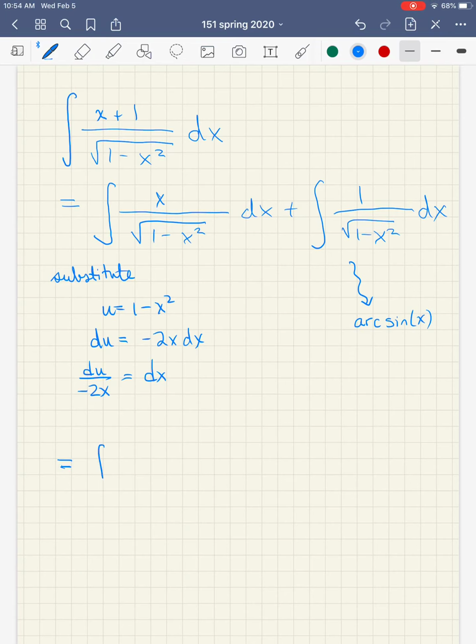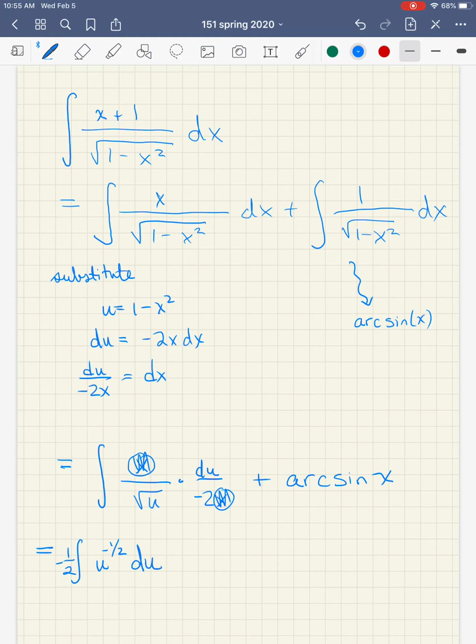Okay. And so if we put everything together, let's rewrite it carefully. So our first integral is going to be the integral of x over the square root of u times du over negative 2x. That's good. Our x is going to cancel with that x in the denominator. Let's rewrite the second integral, but we can already evaluate that. There's going to be arcsin of x. Finally, let's just rewrite it. So we have now the integral of u to the negative 1/2 with a negative 1/2 coefficient. We have du, so everything is now in the u universe.